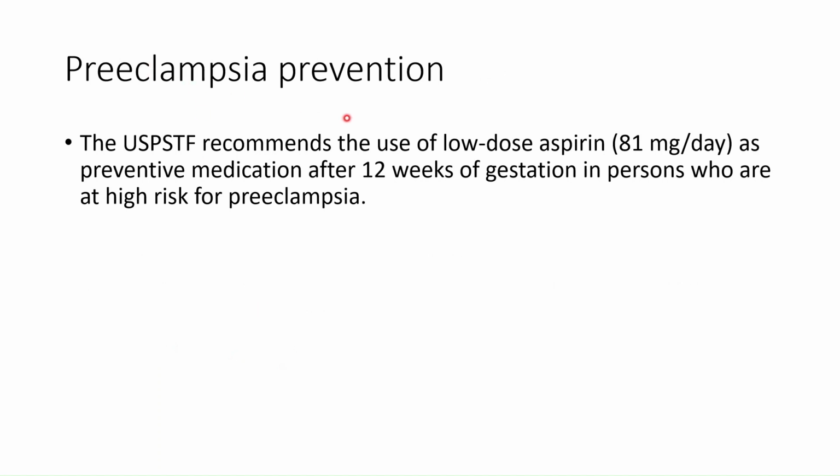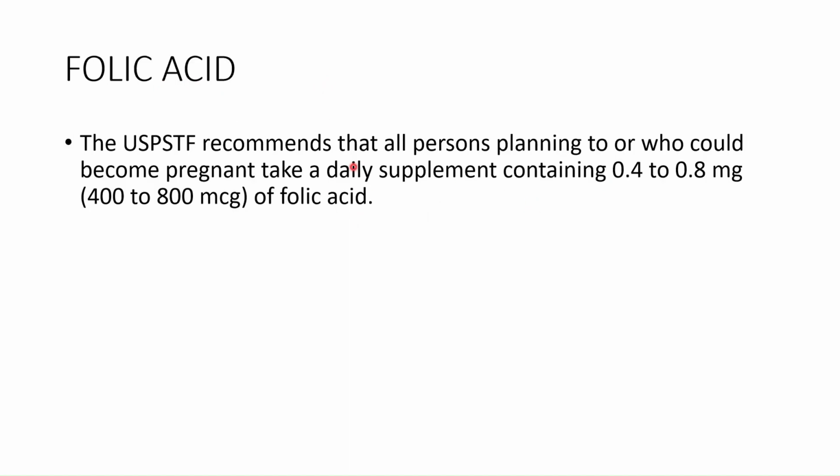For pre-eclampsia prevention, according to USPSTF, we have to use low dose aspirin after 12 weeks of gestation in persons who are at high risk of pre-eclampsia. For obesity, we will screen patients who are 6 years or older.